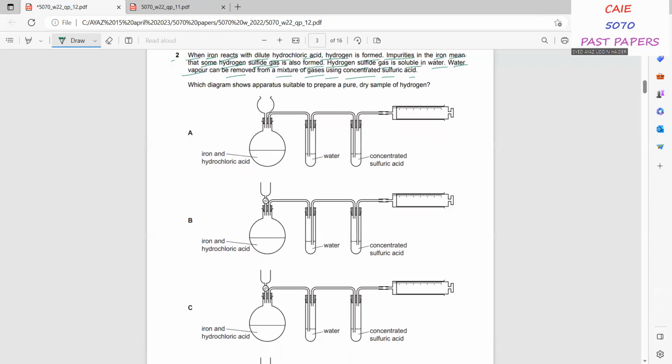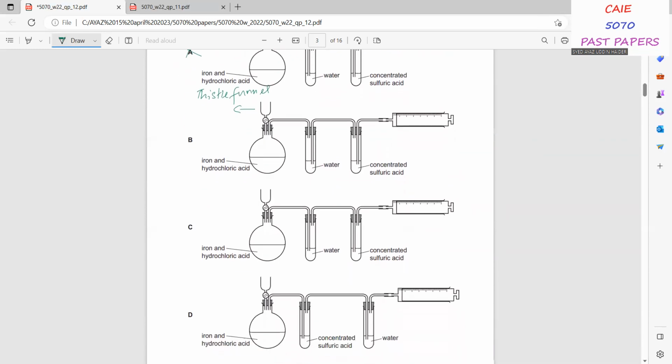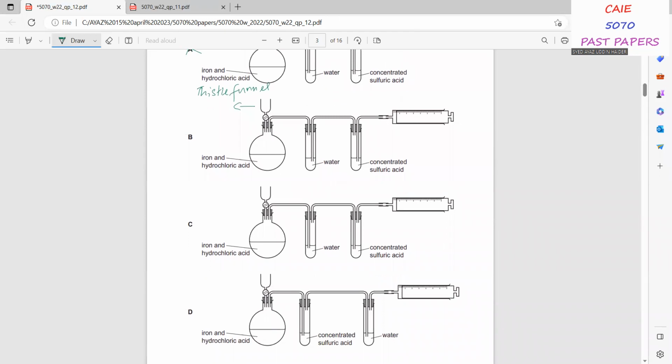First of all, look at the glasswares used in this experiment. You can't use this type of apparatus. You have to use a thistle funnel. This type is known as a thistle funnel. We can control the volume of acid added because the reaction will be violent. So you can't use this type. So A will be the wrong answer. We are left with B, C, and D.